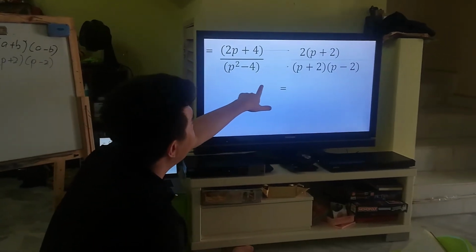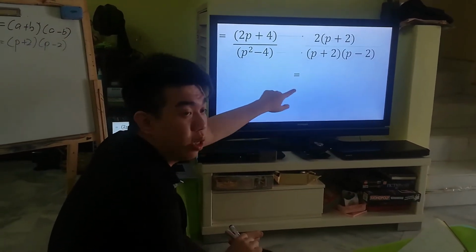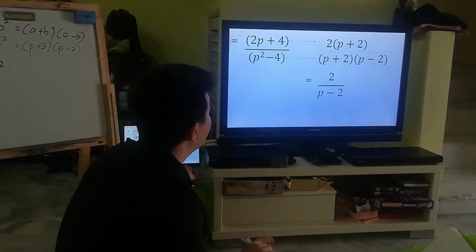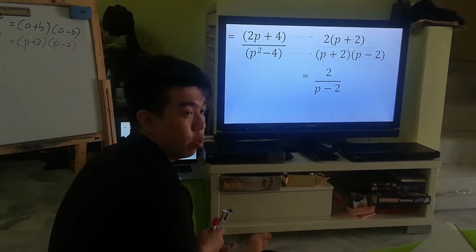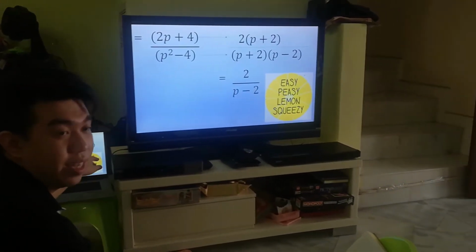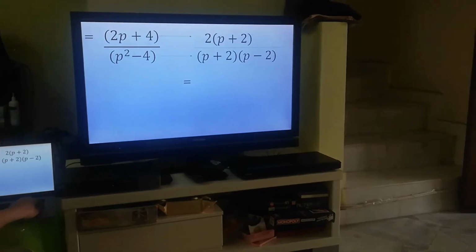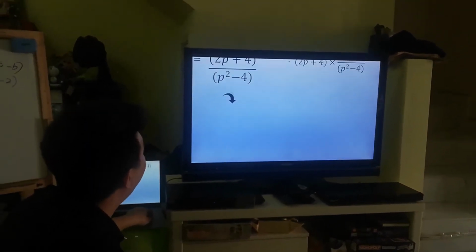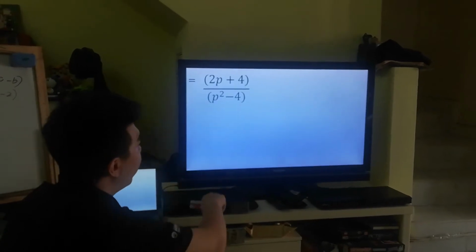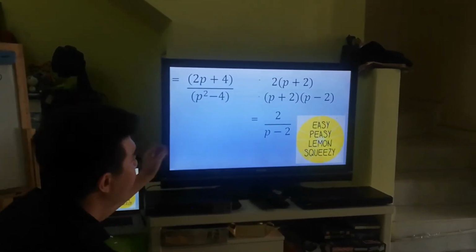Next, see the same term, p plus 2, you can cancel it off. What is left after dividing? So the final answer again is 2 over p minus 2. This is how we simplify. Easy peasy lemon squeezy. See? From the first one, divide, then the final answer. Once you simplify it, you get an easier, smaller expression.